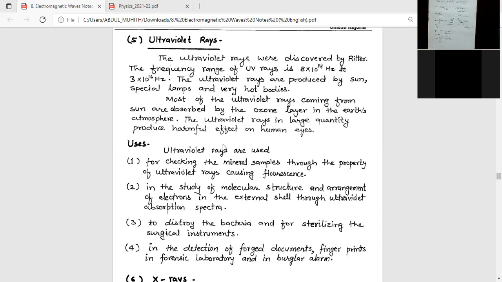So the ultraviolet rays are produced by the sun, and ultraviolet rays are used in UV spectroscopy, that is in the fluorescence phenomenon, in the study of molecular structure and arrangement of electrons in the external shell through UV absorption spectra, to destroy bacteria, and for sterilizing the surgical instruments.